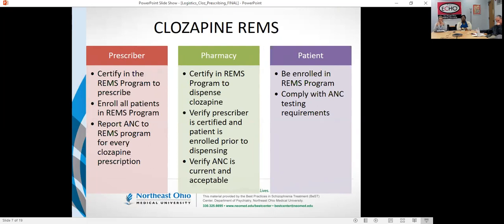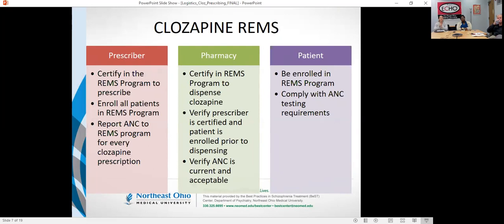So when a patient is initially enrolled, the prescriber needs to be certified, the patient needs to be active, and there needs to be an A1C value within the last 7 days. Then the REMS program actually provides the pharmacy with an electronic code. It's called the PDA, the pre-dispense authorization. And that essentially gives the green light to allow the patient to get the clozapine for the first time.